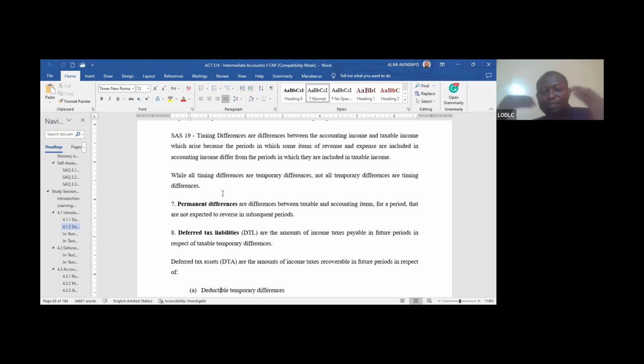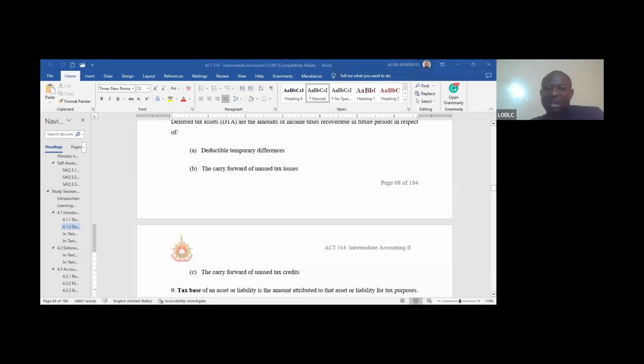Are the amount of income tax that is payable. Sorry for the interruptions. Someone just called in. So now, what we are seeing here is we are talking about deferred tax assets.